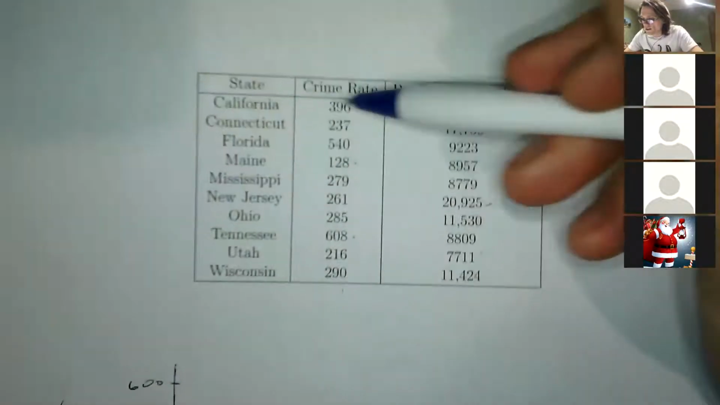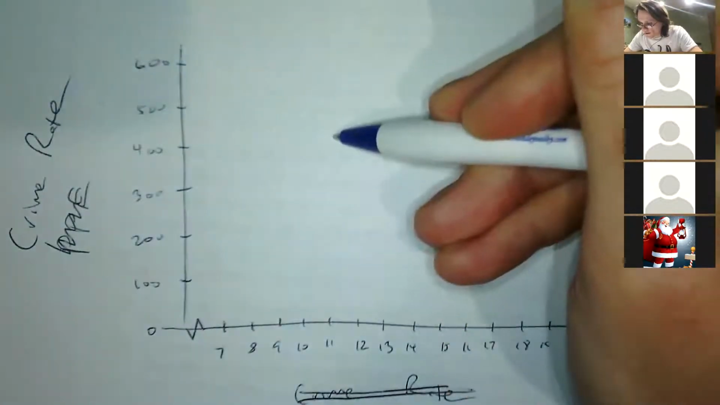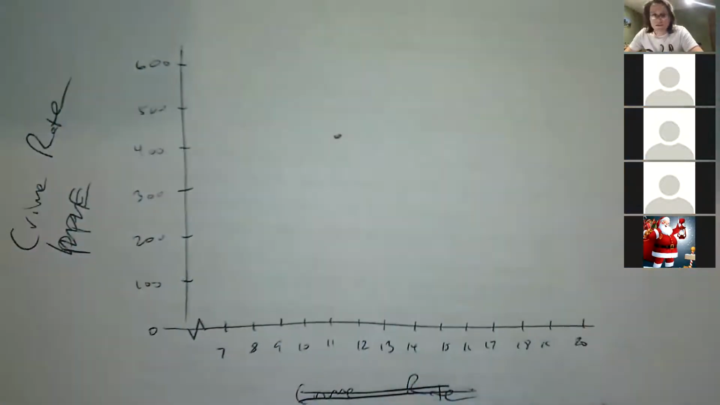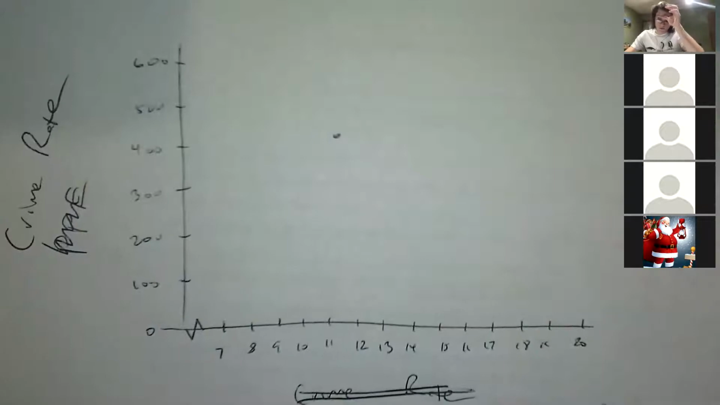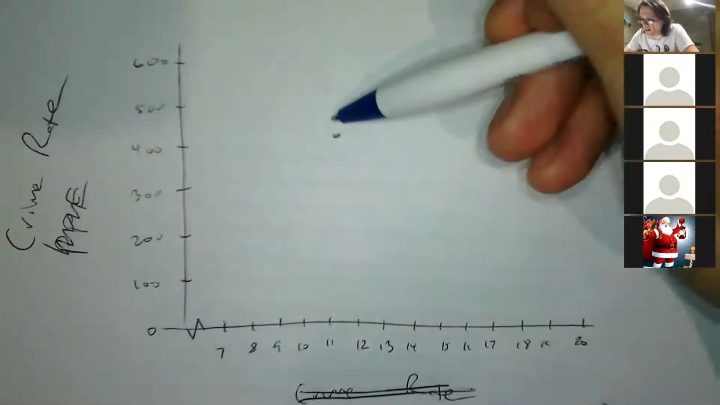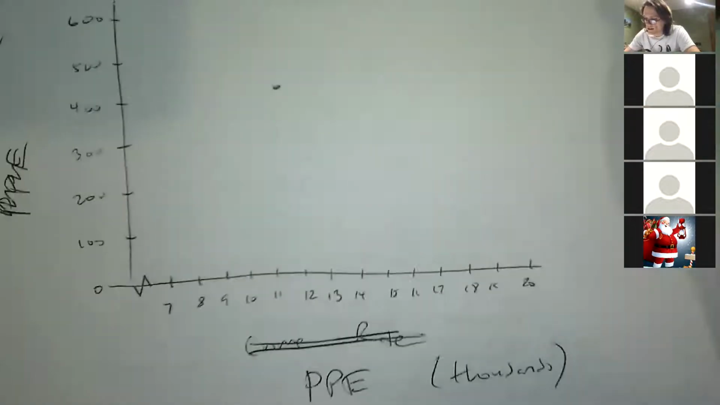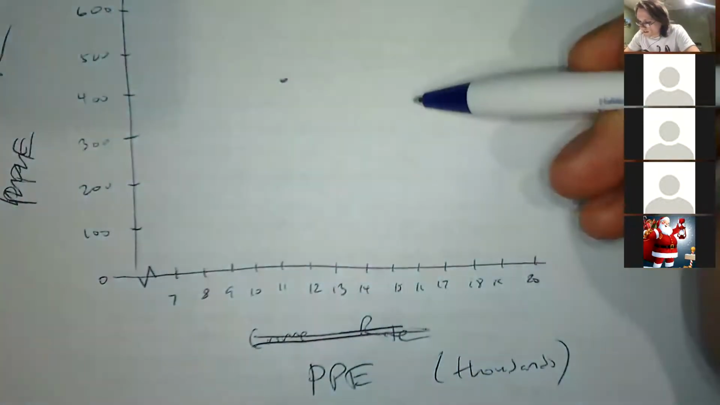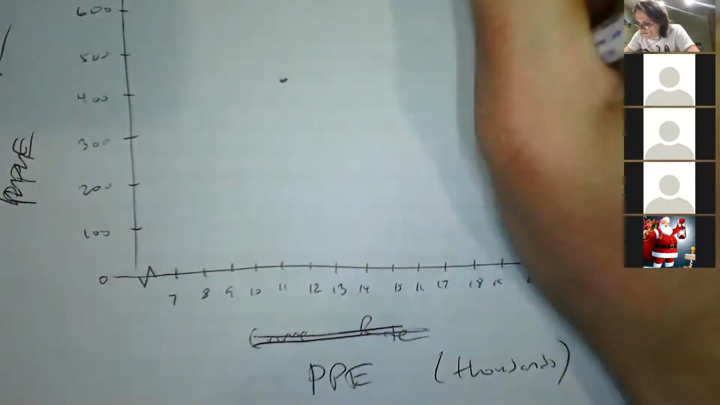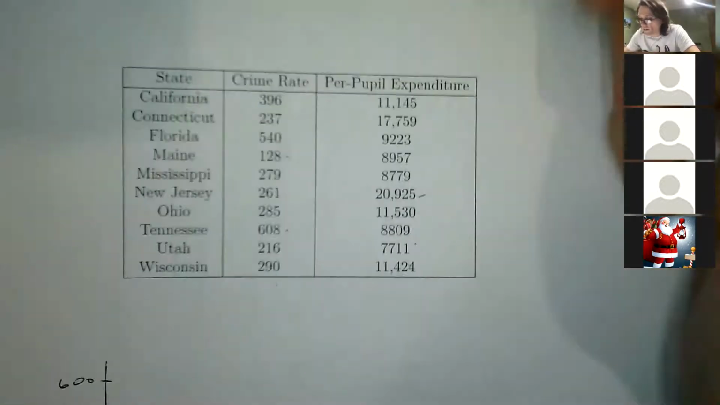All right, and let's just plot points. So California, it's about 400 and then 11,000. So you go to 400 and then you go over to 11. And you put a dot. And you don't label them really. I guess you could. It's not usual that you label. You wouldn't put California next to it, although I guess you could, but it's weird. Next is Connecticut at 350 and about 18,000. So 350, 18,000. You're way out there. Right. You put that.